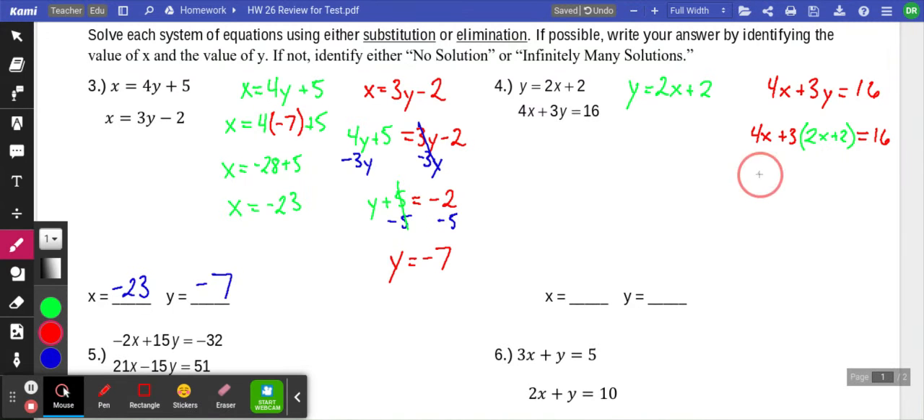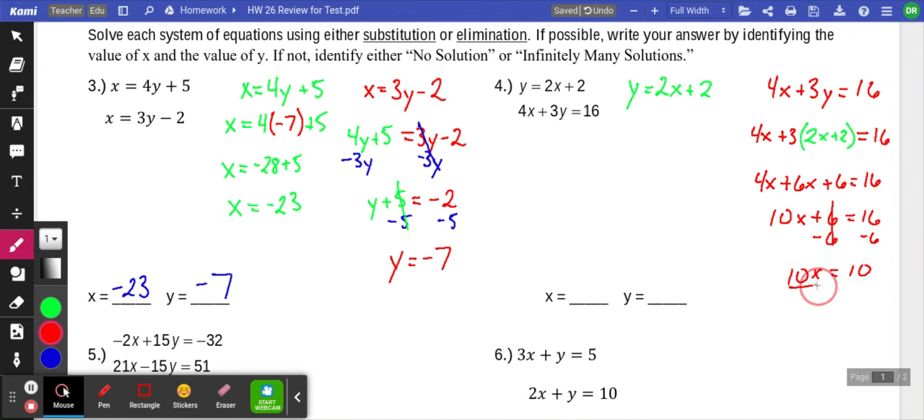I keep solving. I have 4x, and we have to distribute this 3. So we'll take 3 times 2x. That gives us 6x. And 3 times 2 would give us plus 6 equals 16. Combining like terms, because these x's are on the same side of the equation, 4x plus 6x is 10x. And then we have plus 6 equals 16. And then we can subtract 6 on both sides of the equation. That way we have 10x equals 10. And lastly here, if we divide by 10 on each side, we get x equals 1.